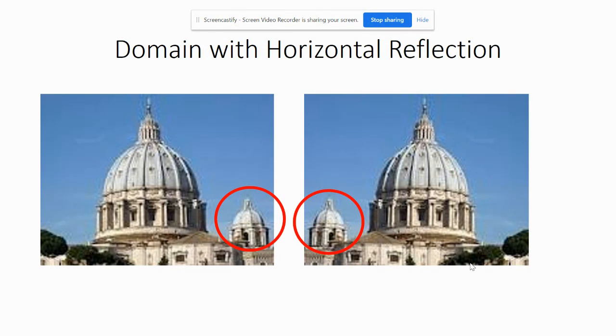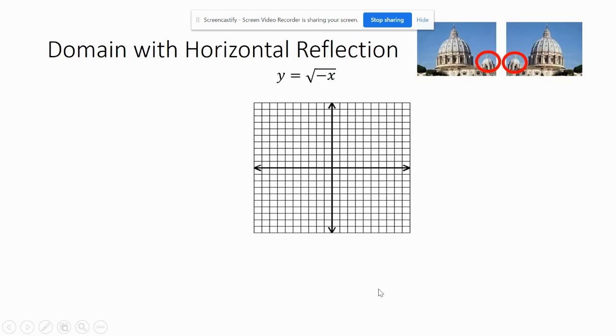A domain with a horizontal reflection. If you'll notice, I purposely put this dome here. You see the dome on the first one is on the right, but the second little dome is now on the left. These are reflected across what would be the y-axis in a sense. So this is what happens here.